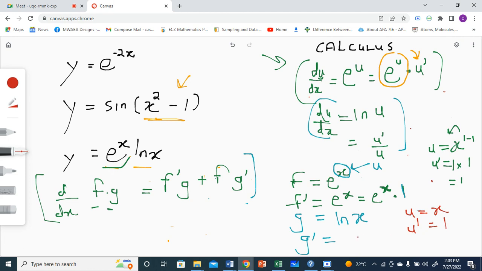So the derivative of the natural log of x is going to be 1, which is u prime, over x, which is u. We just substituted u prime over u. So the derivative of the natural log of x is 1 over x. You just determine your u and you derive your u. That's the secret. You just say, what is my u in this case? When you find your u, you derive your u.